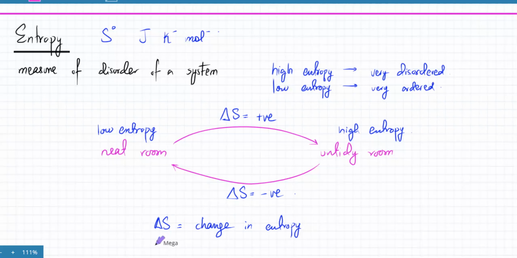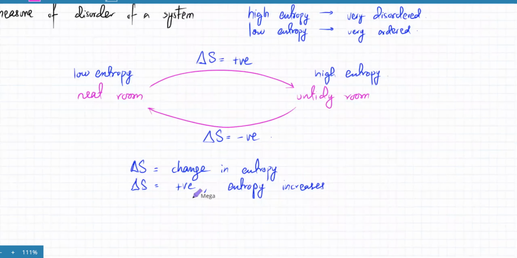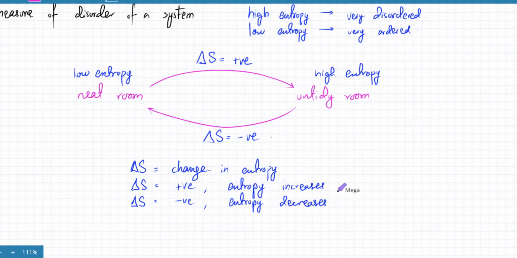If the sign of delta S is positive, that means entropy increases. That means disorder increases. You have many chemical reactions where this happens, disorder increases. And the other one is that delta S could be negative as well. That means entropy decreases.